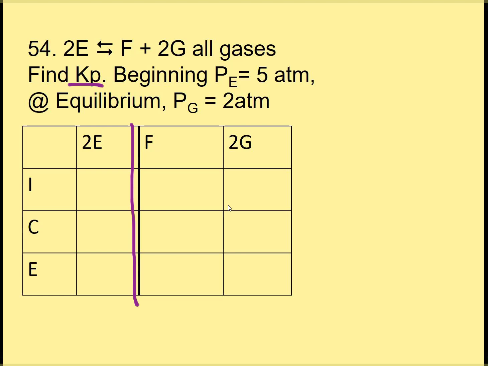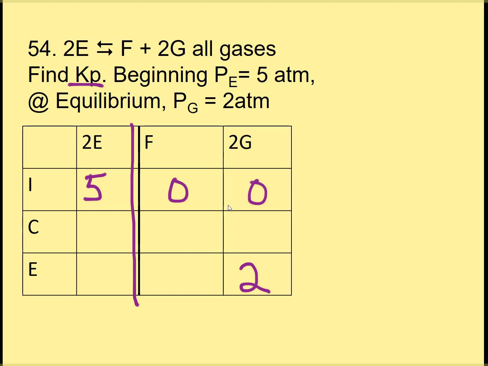So it says at the beginning, the pressure of E is 5 atmospheres. So I'm just going to put 5 there. And it says at equilibrium, the pressure of G is 2. All right, so that's all that they give us. We should be able to plug everything in though. So at the beginning, it looks like I just have reactants. So this is kind of similar to the last problem. And I'm going to have no products, so put in my zeros.